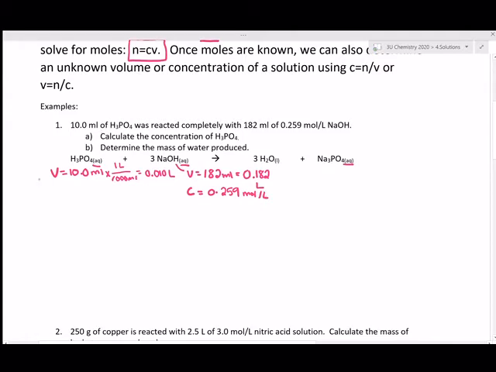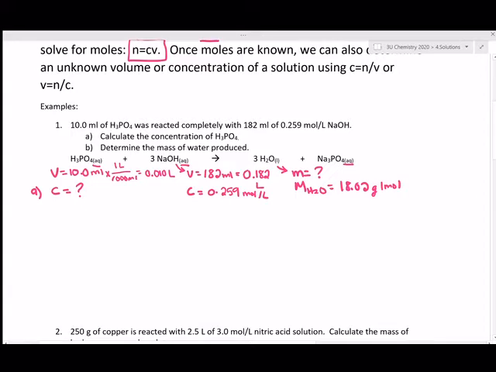So one of the questions, question A, wants us to figure out the concentration of the phosphoric acid. Question B wants to know what mass of water we are going to make. So the question is mass for water. And right off the hop, I'm going to figure out the molar mass of water because I know I'm going to need that. You might have it memorized by now because you use it so often with water, but it's 18.02 grams per mole.